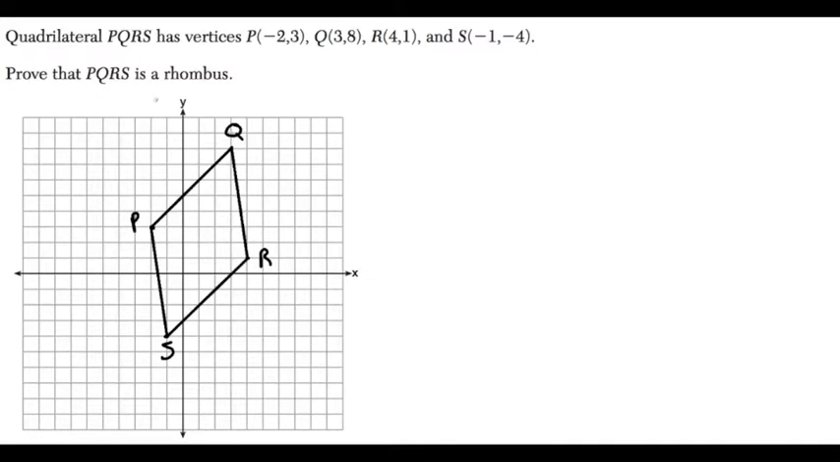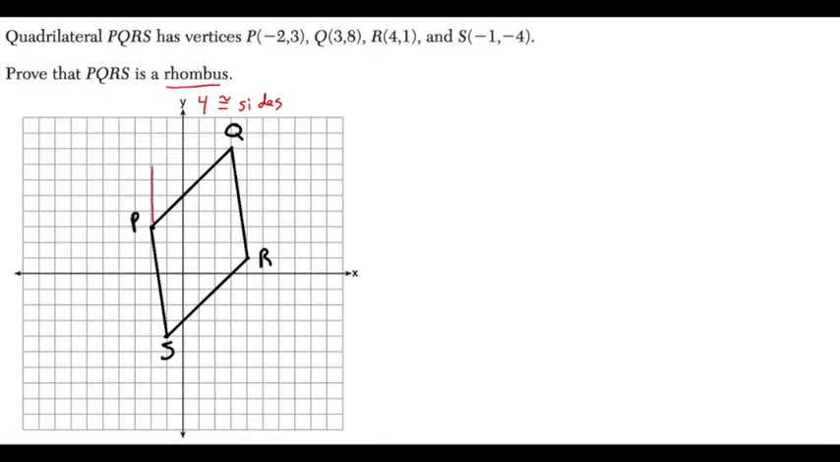This question is asking you to prove that a certain quadrilateral PQRS is a rhombus. One important thing to remember about a rhombus is that the definition of a rhombus is that it has 4 congruent sides. So ideally, we want to prove that all 4 of these sides are congruent. So we have to find the distances.